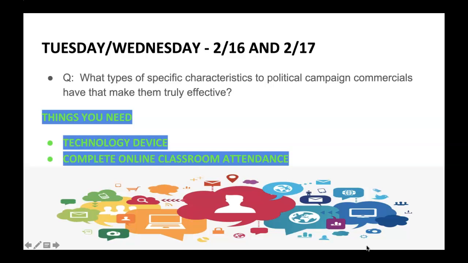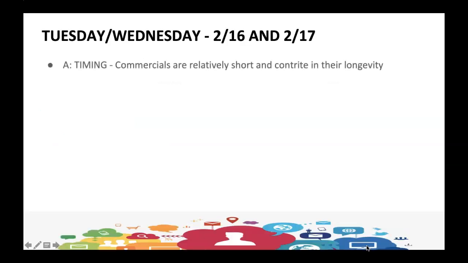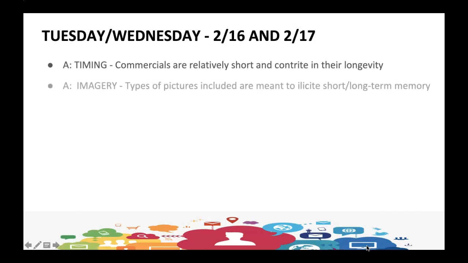Tuesday and Wednesday. What types of specific characteristics do political campaign commercials have that make them truly effective? In this lesson, we're going to learn more about the essence of political campaign commercials and what makes them effective to the masses. Let's go and get started. Timing is probably one of the most important factors facing a commercial. As commercials are relatively short and contrite in their longevity, they only have a certain period of time to actually drive home their points effectively.